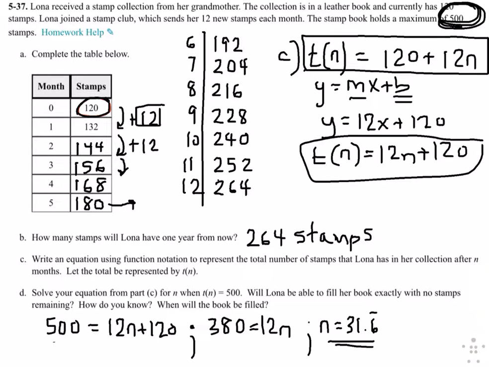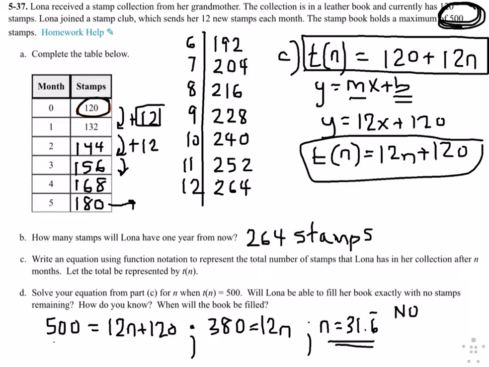If n came out to be 31, or if n came out to be 32, or if any integer, then the answer would be yes, she would be able to do it after a certain number of months, exactly filling to 500. But since the number of months isn't an integer, we know that she will not be able to do it. She's going to go over, right? So we would say no.